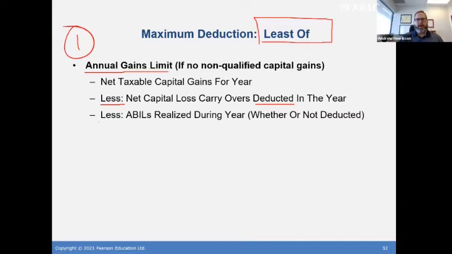Now here's where the ABLs come in. Less ABLs realized during the year, this one's tricky, whether or not deducted. So in this case, we don't care if they were deducted or not. If you've got an ABL that you've realized, even if you couldn't use it all, half of it was carried forward, doesn't matter. The whole amount you realized is going to be subtracted from your annual limit.